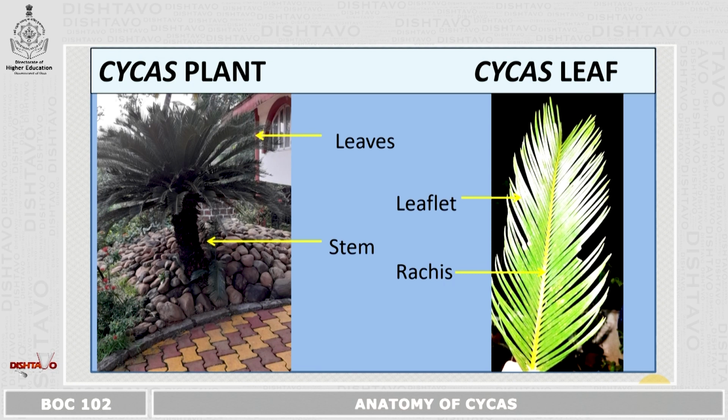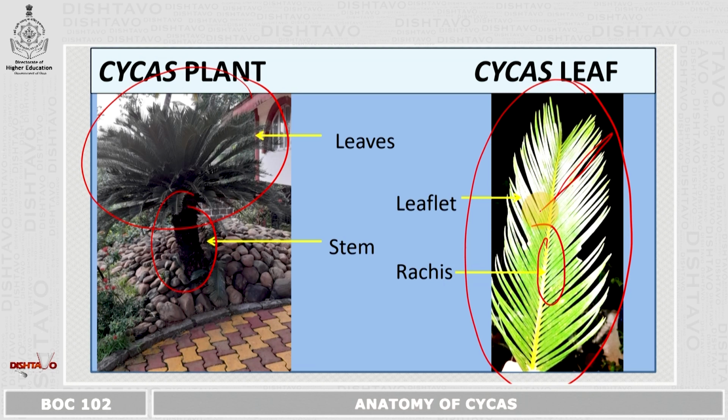Students, in the previous module, we have seen the morphology of cycas. Now let us see the anatomy of cycas. The sporophytic plant of cycas is differentiated into root, stem, and leaves. The leaves form a crown at the apex of the stem. Each leaf is megaphyllous, green, having two distinct portions, a central stout axis known as rachis and needle-like or elongated lanceolate leaflets arranged around the central axis.